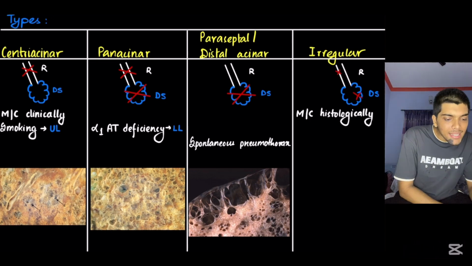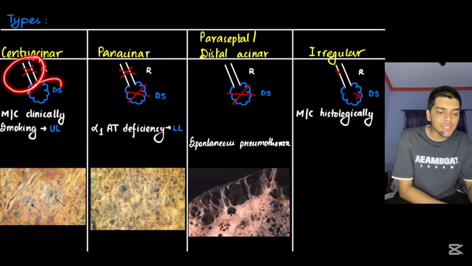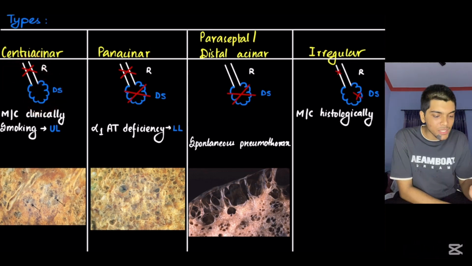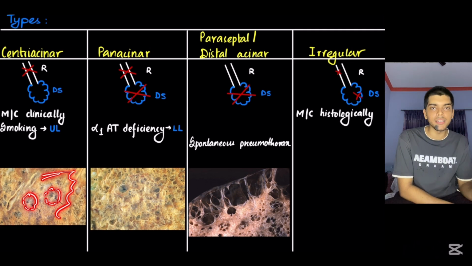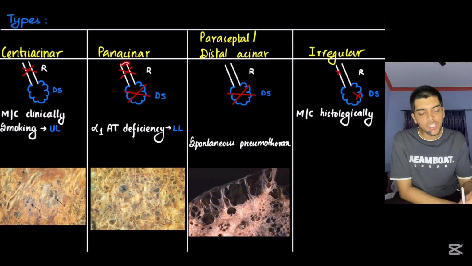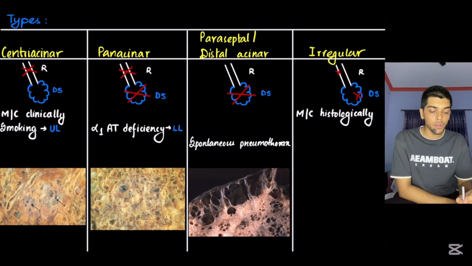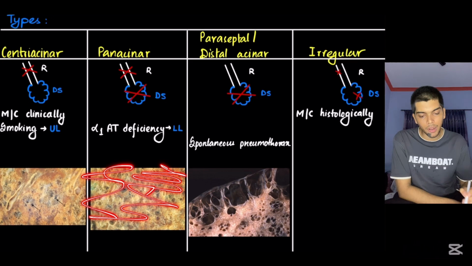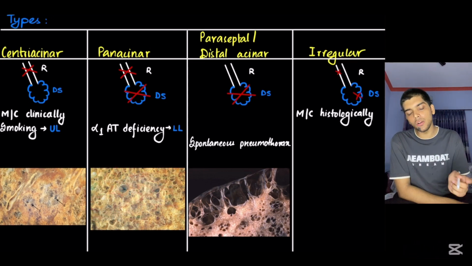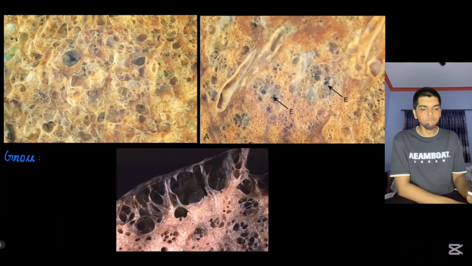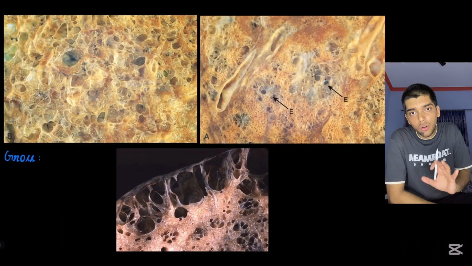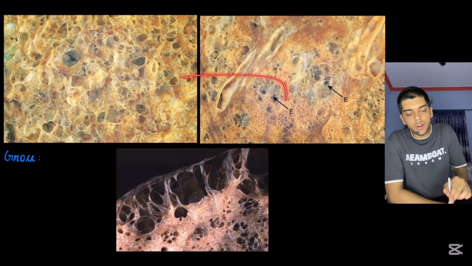Alright, so in centri acinar, there is partial involvement and partial normal. So grossly as well, you can see partial involvement and areas that are normal. In pan-acinar, there is complete involvement, so grossly as well, you will see complete involvement. In distal acinar or paraseptal, it's the septal region that is affected. I hope you can determine the type on the basis of these gross features.